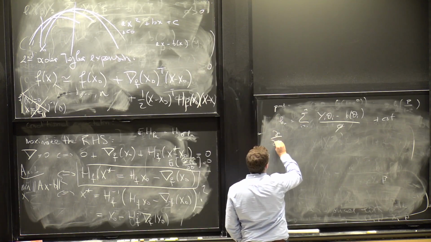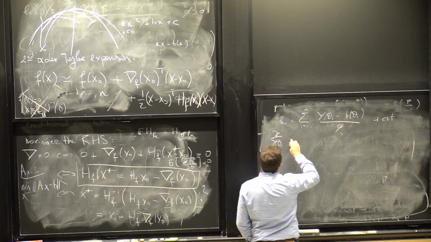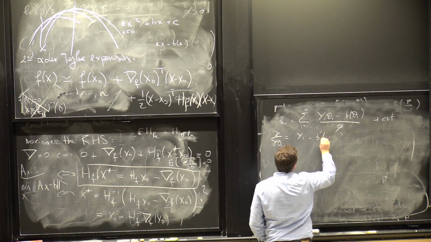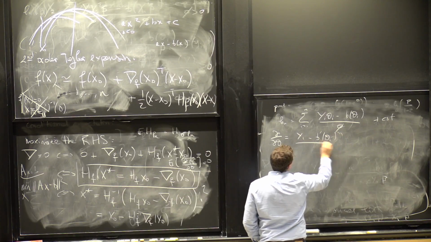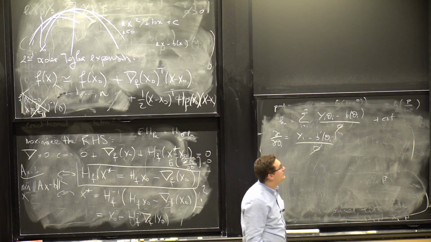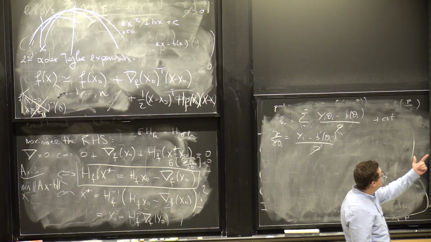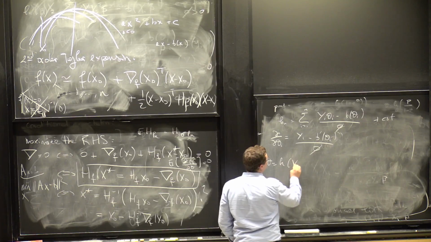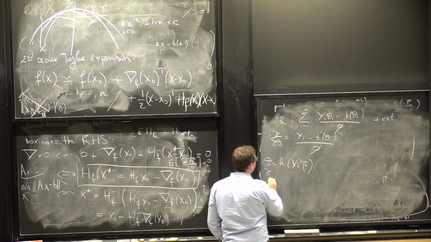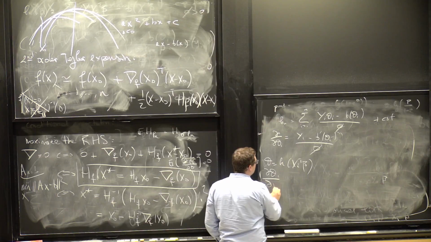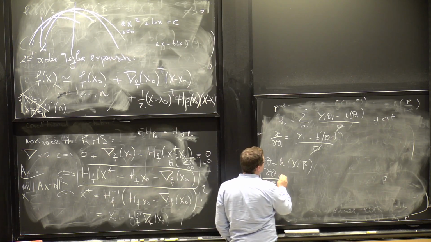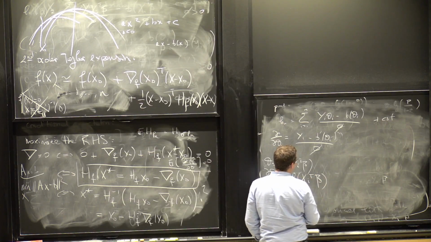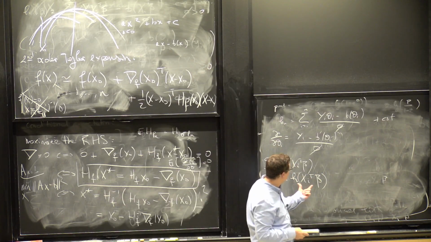So if I take the derivative with respect to theta i of this guy, this is actually going to be equal to yi minus b prime of theta i divided by phi. And then I need to multiply by the derivative of theta i with respect to beta. And remember, theta i is h of xi transpose beta. So the derivative of theta i with respect to beta j is equal to h prime of xi transpose beta. And then I have the derivative of this guy.